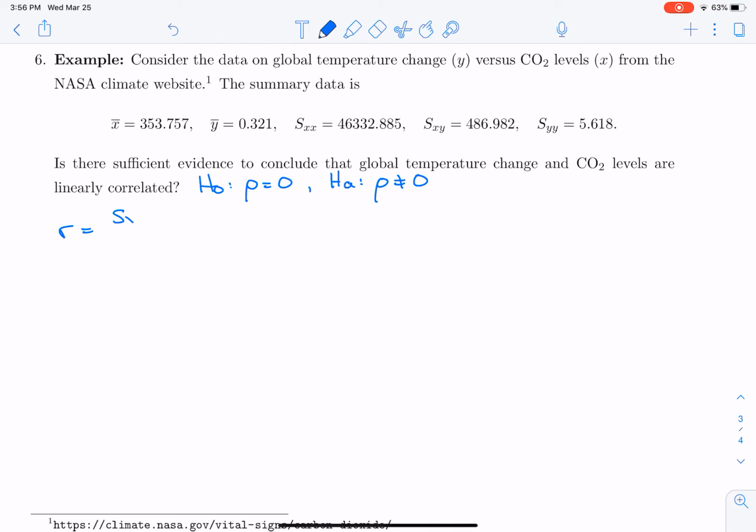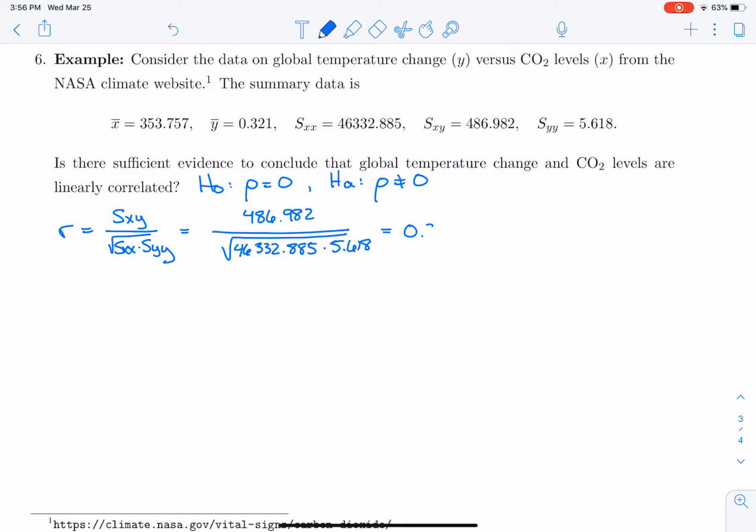Okay, again, these are going to be very similar. R is going to be S sub xy over the square root of S sub xx times S sub yy. And I'll plug those in. So we have 486.982 divided by the square root of 46,332.885 times 5.618. So R in this case is 0.954. Okay, so that's a very high correlation.